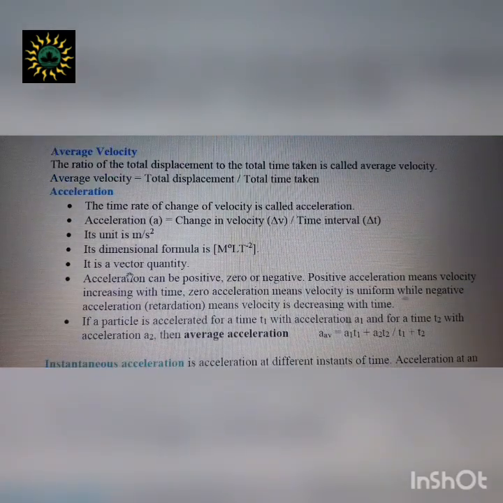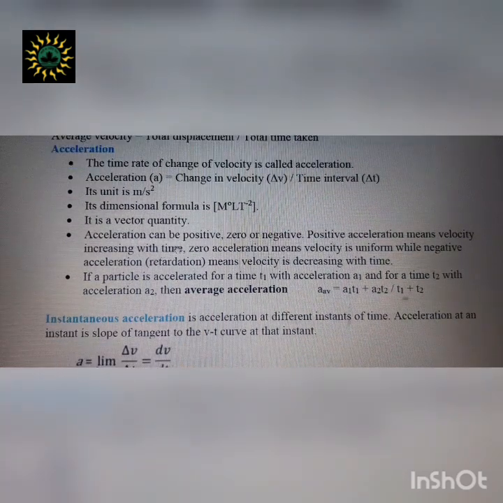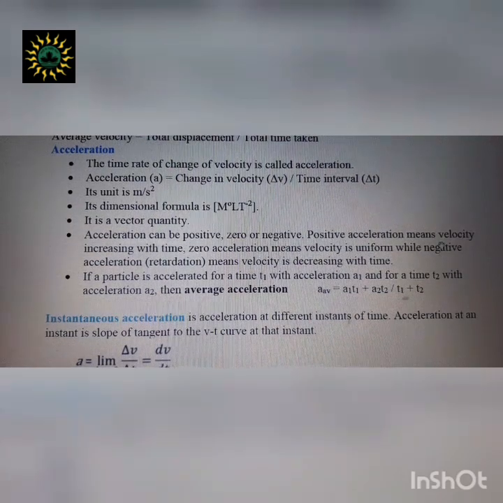Now acceleration is also a vector quantity because it is the rate of change of velocity, okay. Now acceleration can be positive, 0 or negative. So positive acceleration means what? If the velocity changes, that means changes in velocity with respect to time. Now what can this change be? It can increase, there may be some increase in velocity during a particular interval of time, or there may be a decrease in velocity in a particular interval of time, or there may be no change in velocity.